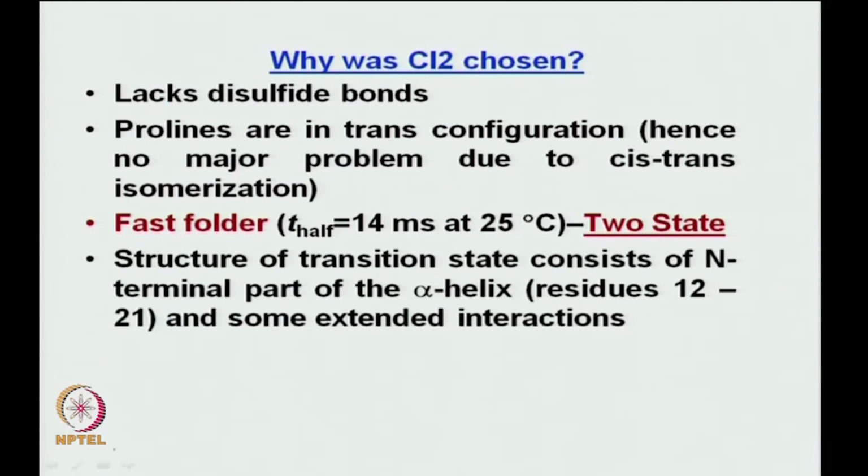What they found was, I am not going through this, but what they found was, based on different experiments, that the structure of the transition state consists of the N terminal part of the alpha helix. You saw the alpha helix, right. It had the N terminal part, this is the transition state, residues 12 to 21, and some extended interactions.